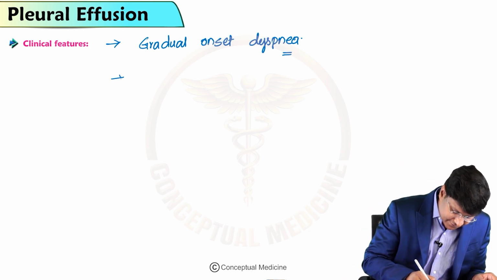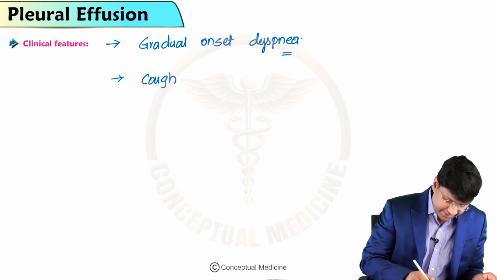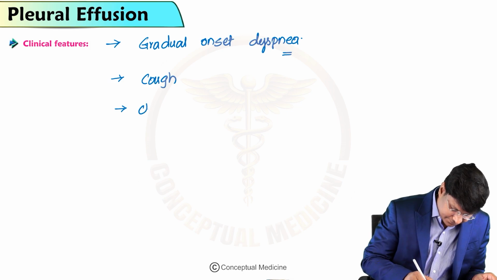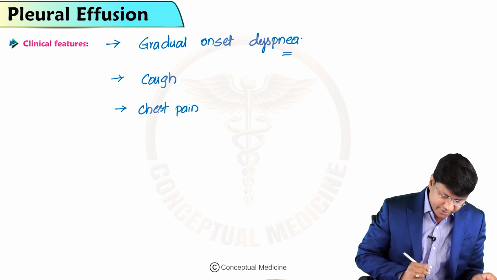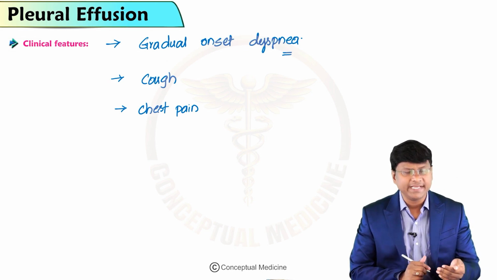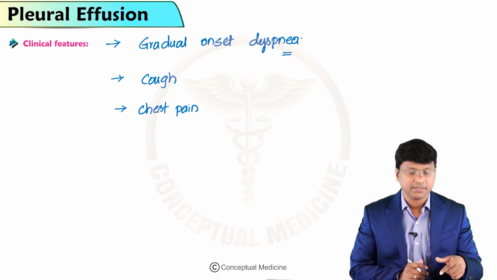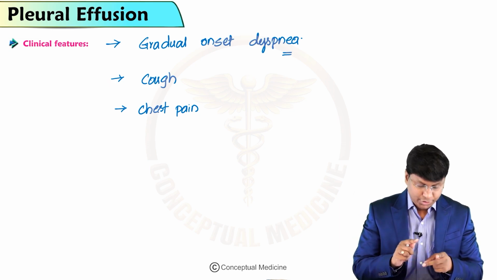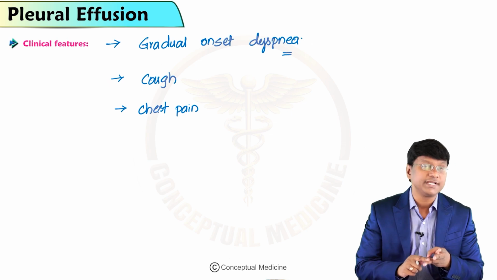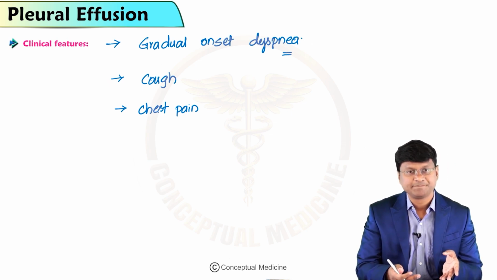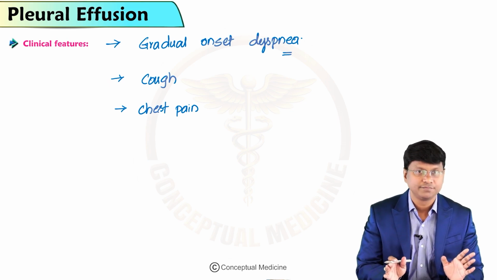And other features are cough and chest pain. Why will the individual have cough? Again, it depends upon the etiology. For example, if pneumonia, tuberculosis, or bronchogenic carcinoma are responsible for the development of the pleural effusion, then the individual can have cough.